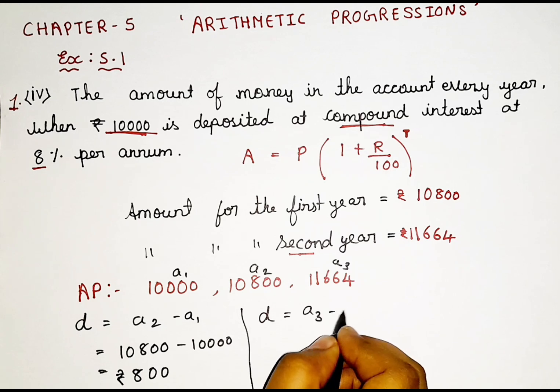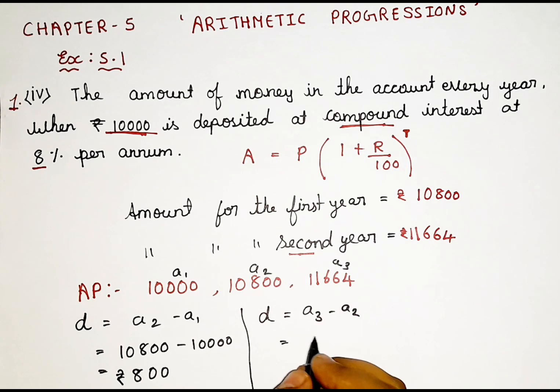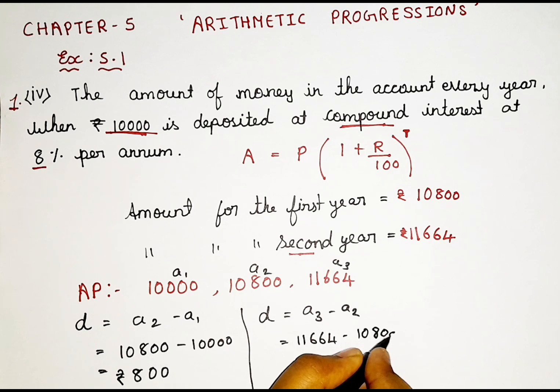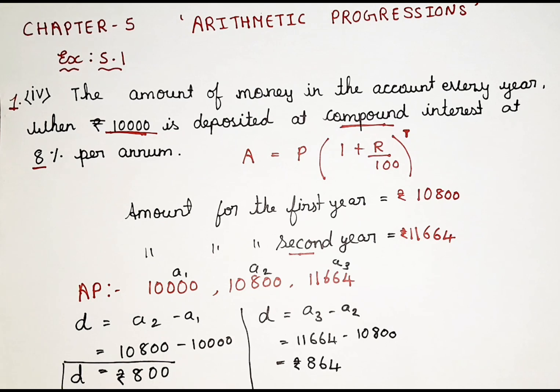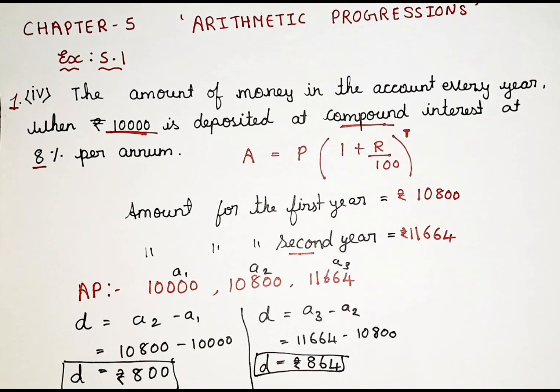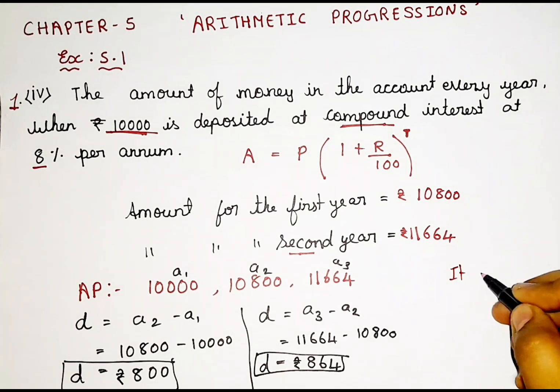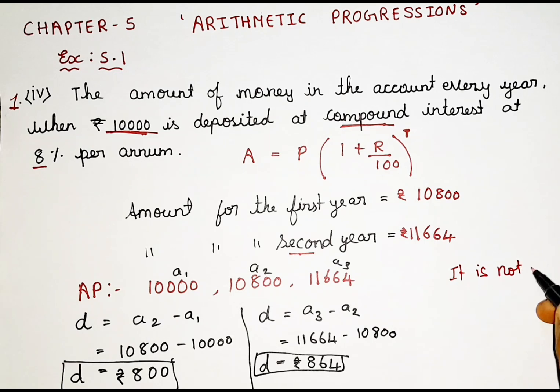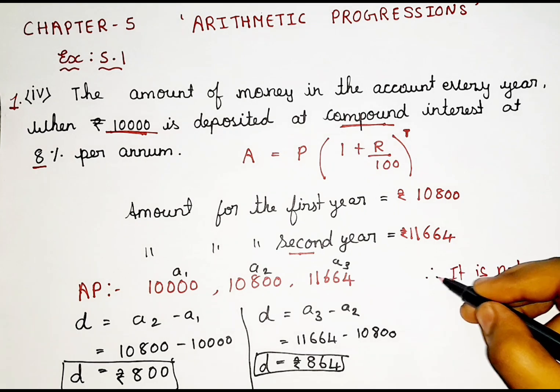And then again let us find another one common difference. So A3 minus A2. So A3 value is 11,664 minus 10,800. Okay, so when we just subtract them, we will get 864, rupees 864. Are they similar? No guys, they are not similar, isn't it? So we can write it is not an AP. Okay, so I will write it is not an AP. So this is going to be your answer.